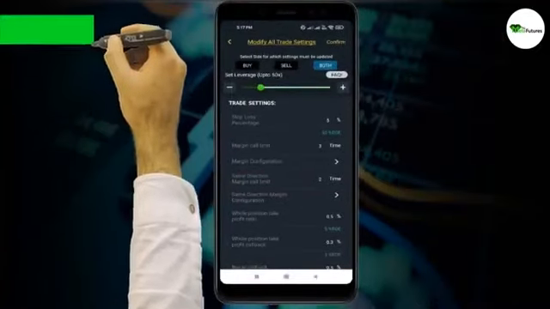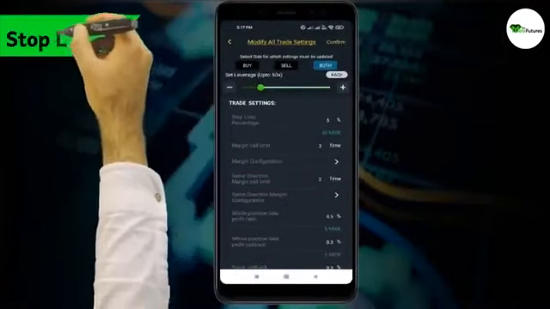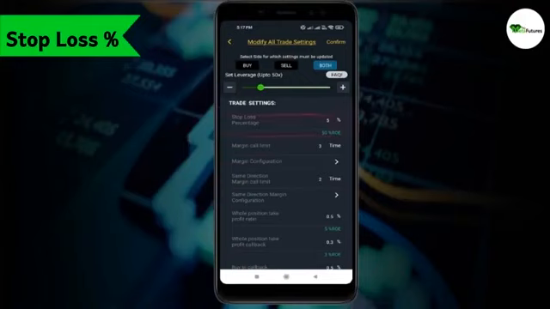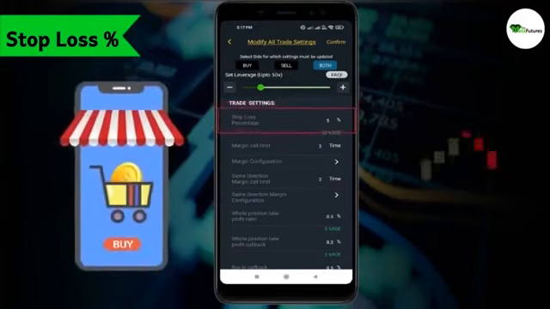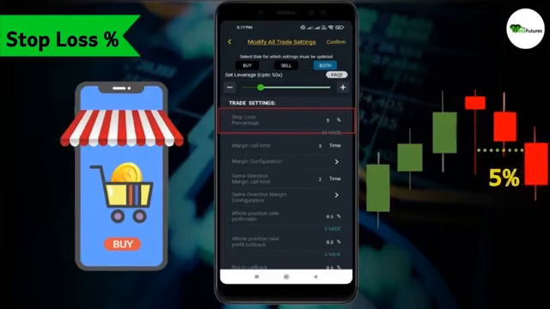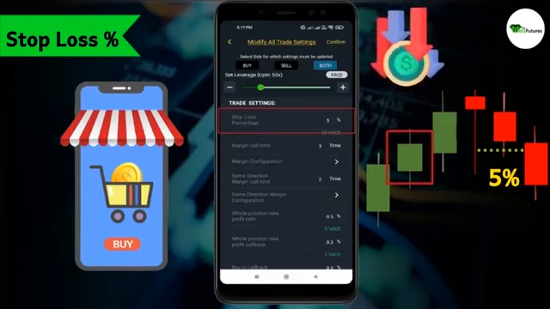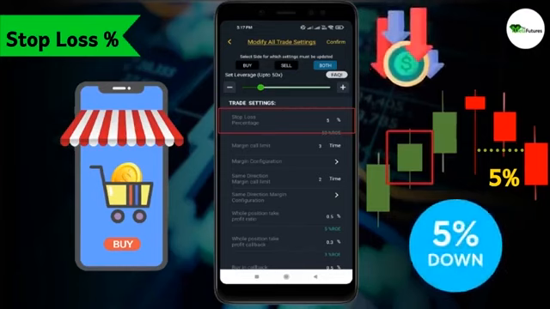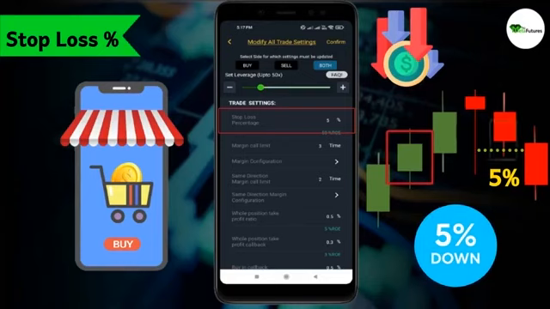Next is the stop loss percentage. Stop loss percentage is the maximum percent of loss after which the bot closes the trade. Suppose you have bought a trade and placed stop loss at 5%. Assume that you have bought a trade here, but instead of going up, it starts heading towards loss. Whenever the trade goes down by 5%, stop loss will hit, and the bot will immediately come out after closing the trade.